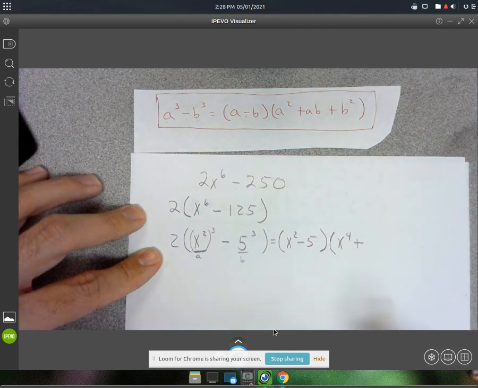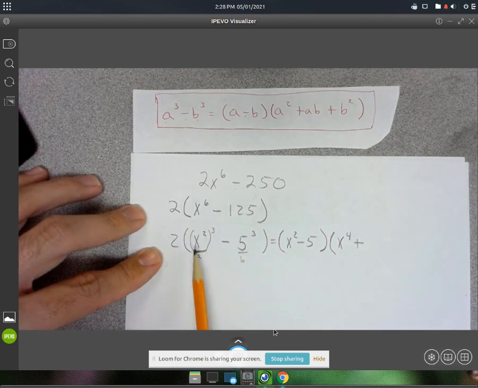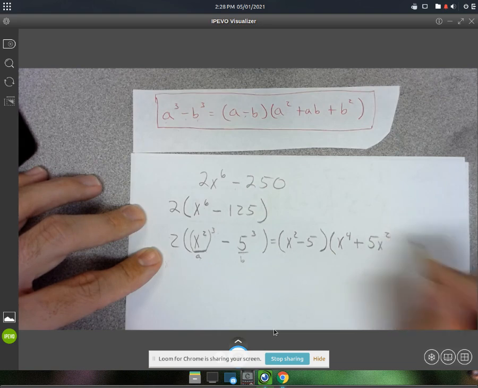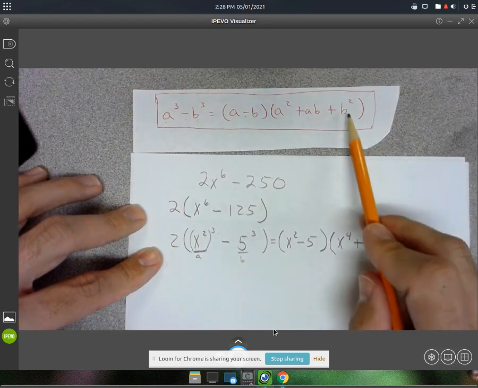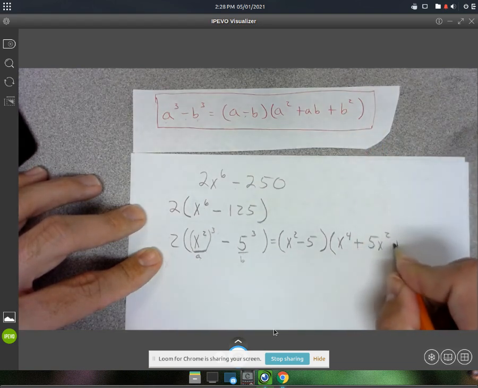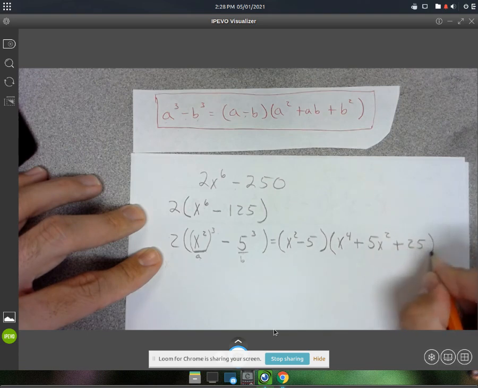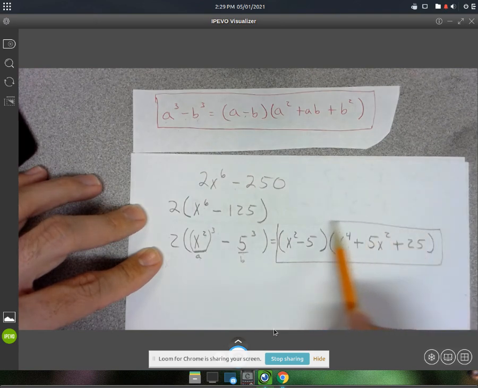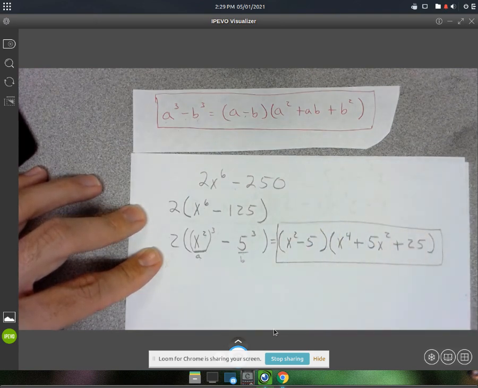And then plus a times b. So it's going to be 5 times x squared. And then the last one is b squared. So 5 times 5. That's 25. All right, and that's good for that. We got it factored. Yay.